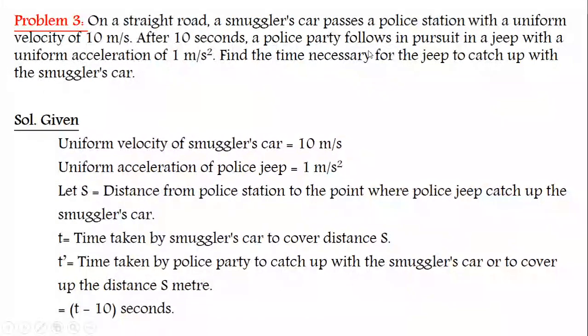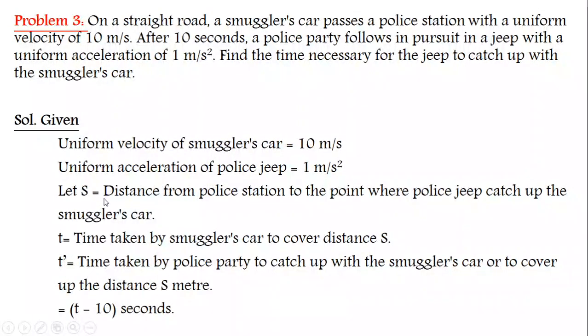In what time will the police party catch the smuggler's car? This is the question. Let's go for the solution. Here the uniform velocity of the smuggler's car is 10 meter per second, and the uniform acceleration of the police jeep is 1 meter per second squared. Here is the acceleration, here is the velocity.